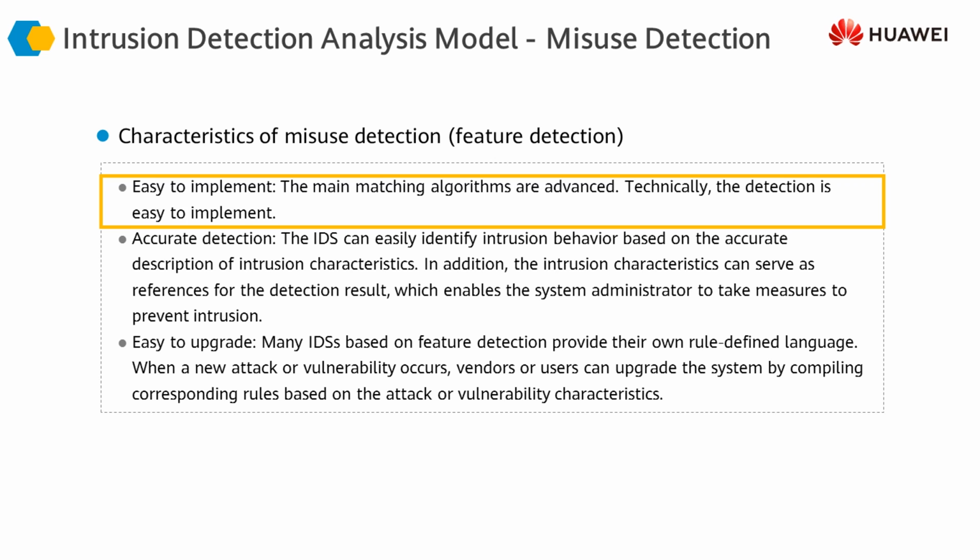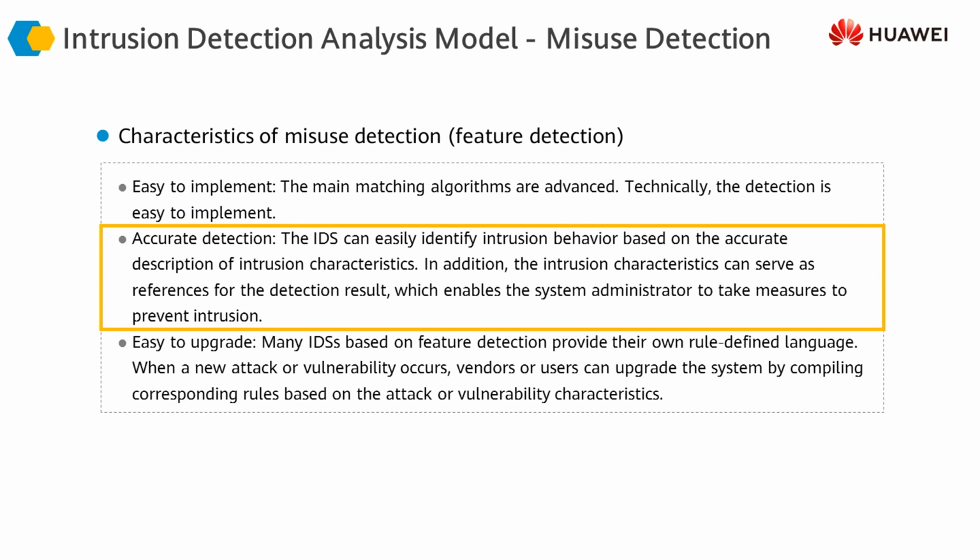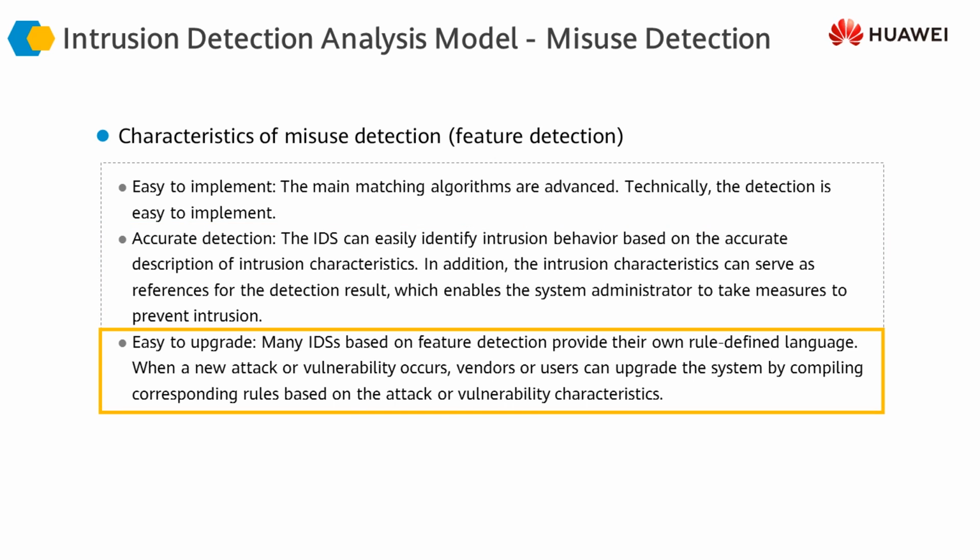So the matching algorithms are really advanced. Technically, the detection is easier to implement because we only have to compare with the signature database, and the rest is easy. If it's a match, then this means this is an attack. And the detection is accurate because we are doing a simple comparison with the signature database. Therefore, it's not as difficult as anomaly detection is. And it's easier to update whenever there is a new signature added to the central database. We can update the signature database online from our central server.